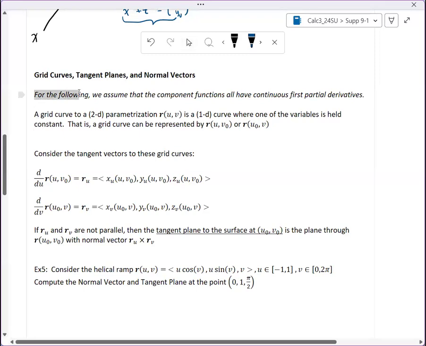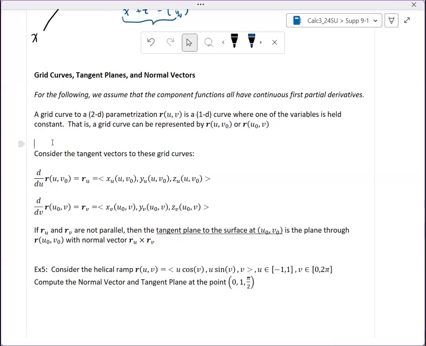As an aside for the following, we assume that we have component functions that all have continuous first partials. That is typically an assumption throughout much of chapter 16, even though maybe here and there I forget to explicitly say it.